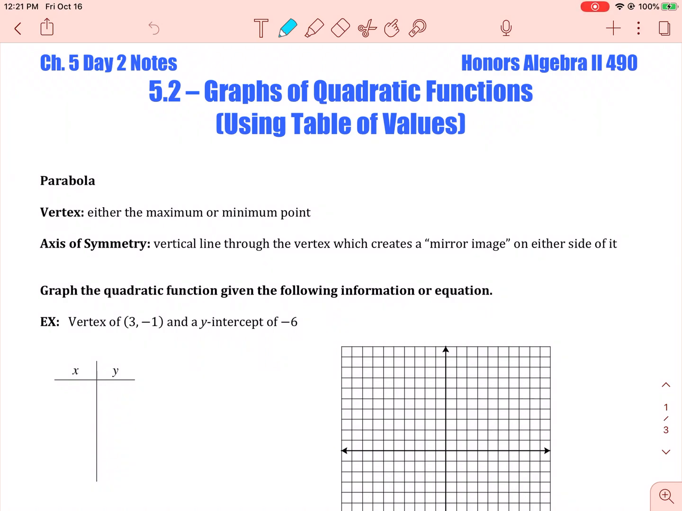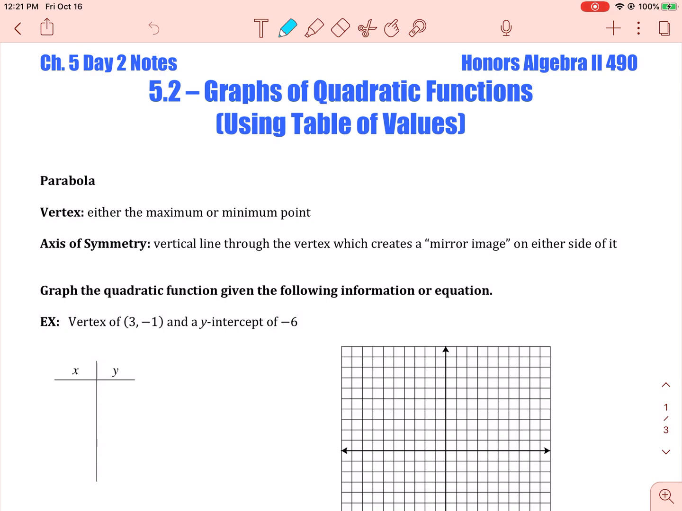Hi, Honors Algebra 2. We are on Chapter 5, Day 2. We're talking about graphs of a quadratic function, and we're going to be using a table of values, an x, y table, so that we can graph a quadratic properly.